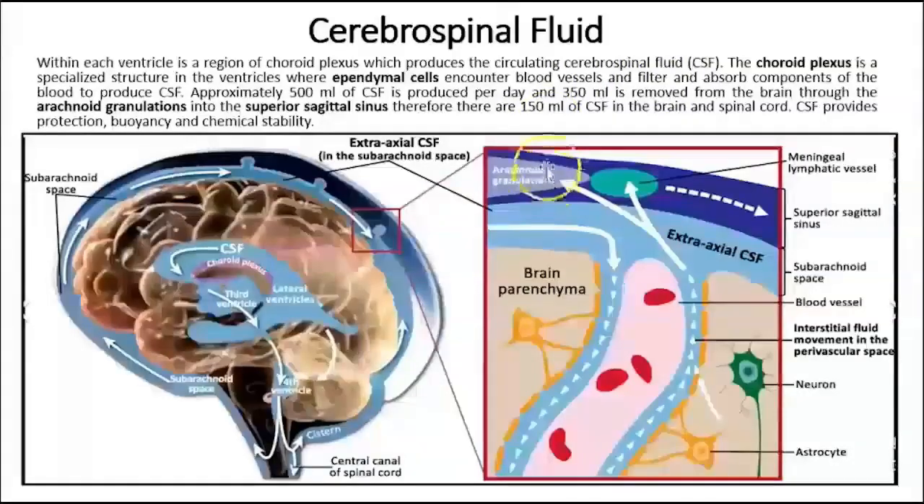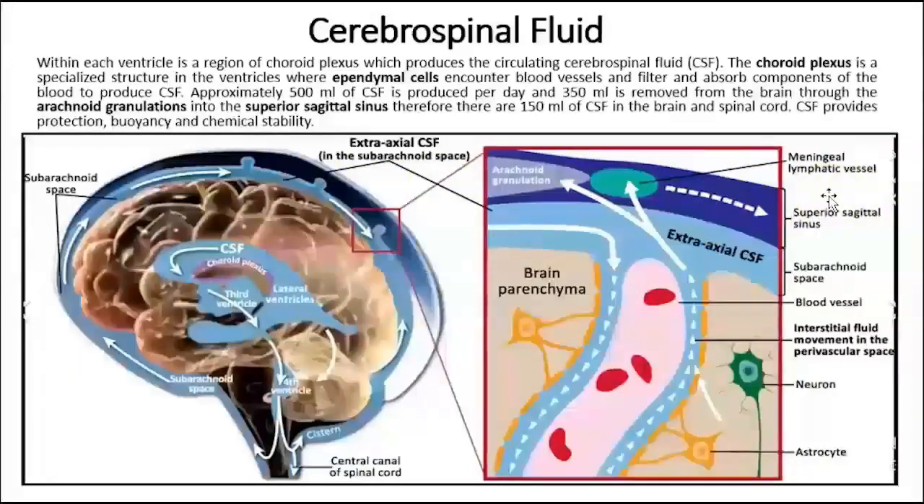So this fluid comes down right here, and as I said, through the lateral apertures that will come out and bathe the brain. How it gets reabsorbed: through the arachnoid villi, the fluid gets reabsorbed into the superior sagittal sinus that eventually is going to dump all that fluid into the systemic circulation.